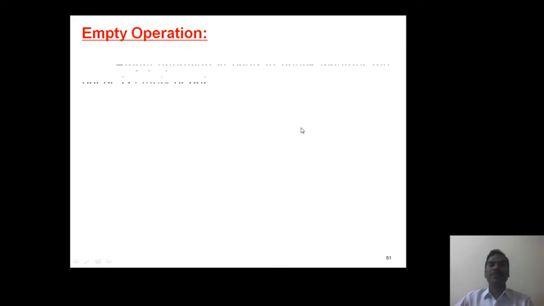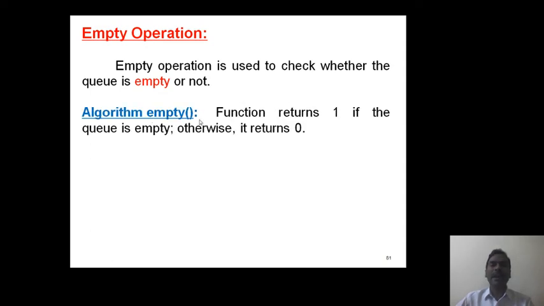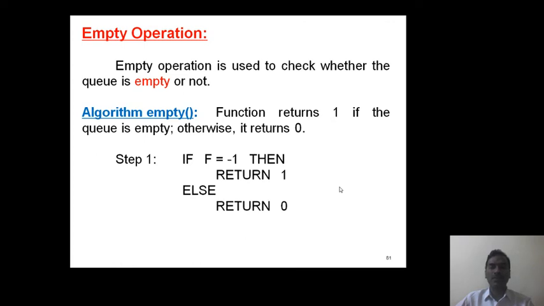Empty operation. Empty operation is used to check whether the queue is empty or not. Algorithm empty. The function returns 1 if the queue is empty, otherwise it returns 0. Step 1. If F = -1, then return 1, else return 0. End if.